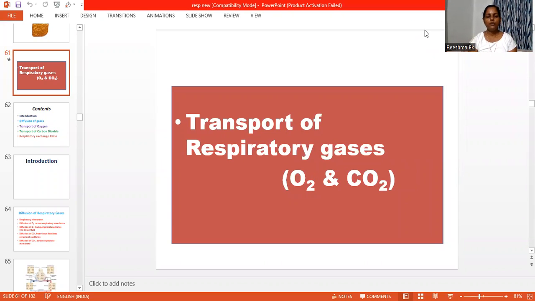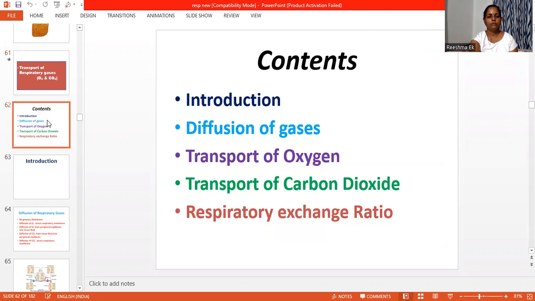Good morning all. Today we are going to learn about transport of respiratory gases. So the respiratory gases are the oxygen and carbon dioxide. So the contents involved in this topic are the introduction, diffusion of gases, transport of oxygen, transport of carbon dioxide, and respiratory exchange ratio.